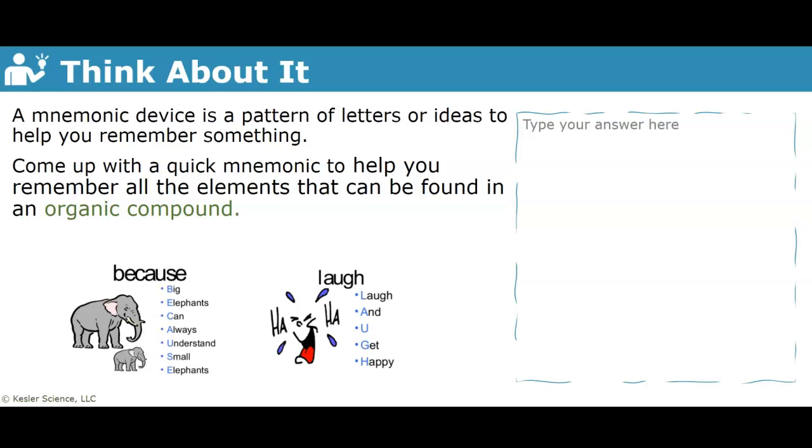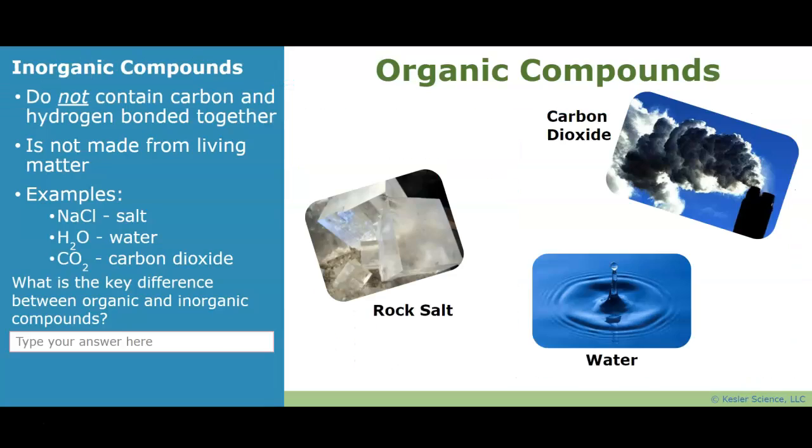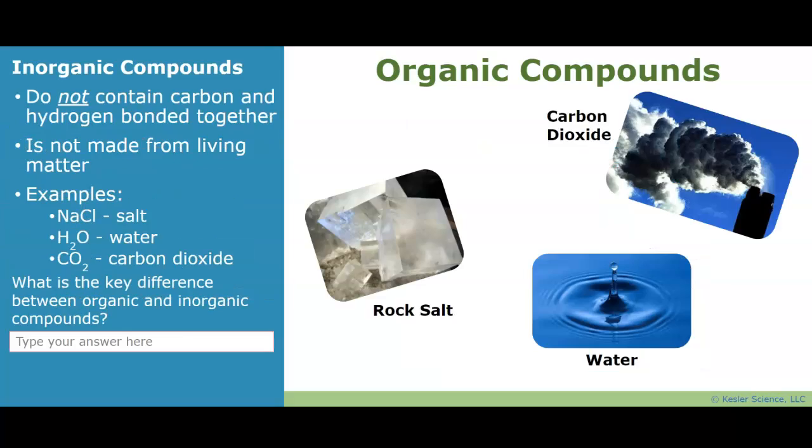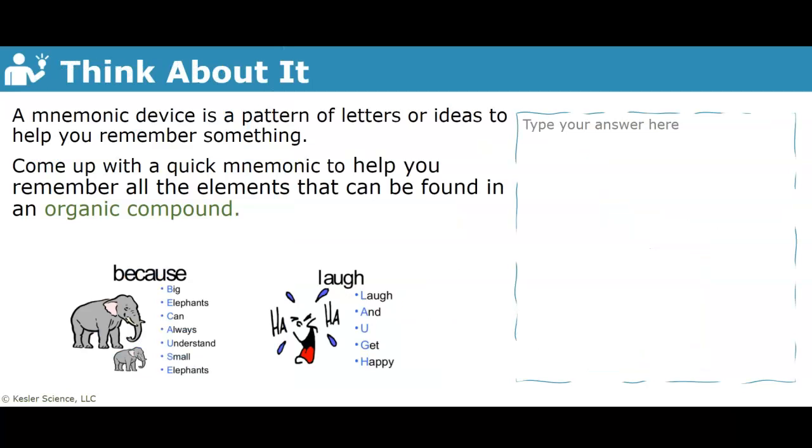A mnemonic device is a pattern of ideas or letters to help you remember something. So you are going to come up with your own mnemonic device to help you remember all the elements that can be found in an organic compound. So if you go back to here, this tells you all the elements. You need to make a mnemonic device such as "because" or "laugh" here. So each word in your mnemonic device will start with the first letter of the element, and it should make a word, or you can make a phrase.